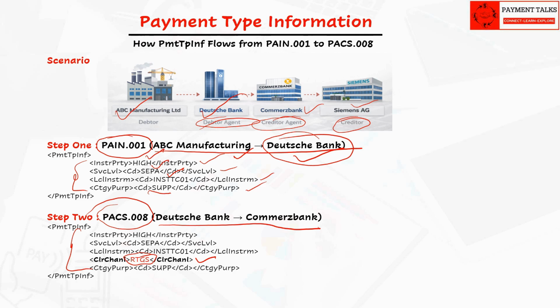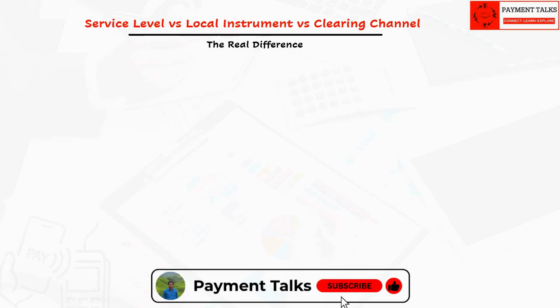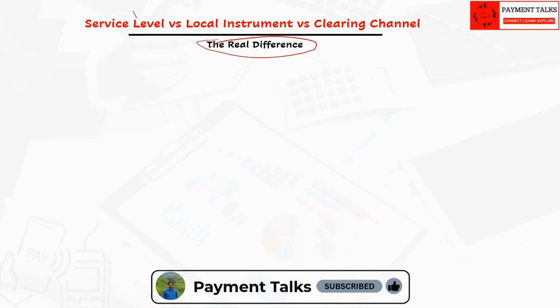You can see the XML snippet here. Reading it out loud. This is a high priority interbank credit transfer. It is governed by SEPA rules. The instrument is a time critical instant payment. It must settle via real time gross settlement, RTGS. The business category is supplier payment. Commerce Bank receives this PACS.008, sees RTGS as the clearing channel, expects real-time gross settlement through TARGET2 and credits Siemens AG's account immediately. What is the real difference between service level, local instrument and clearing channel?